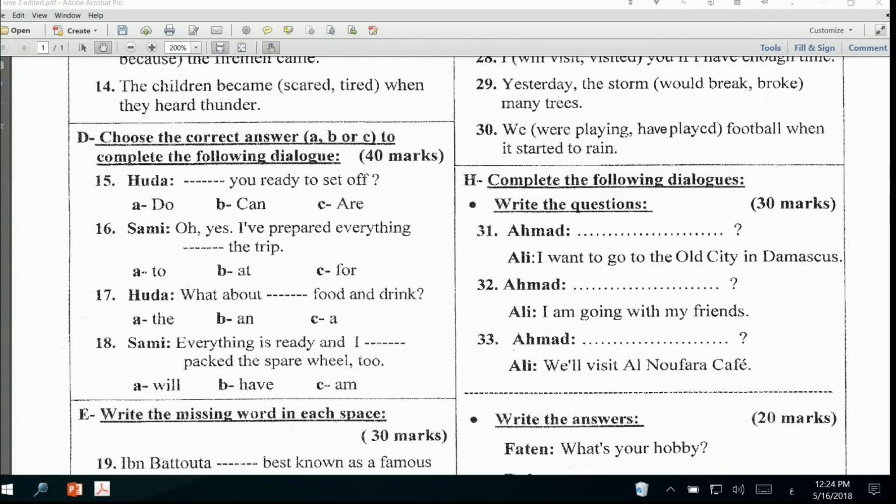Sami? Oh yes, I've read everything. Here we have a trip. The preposition here, at or for. The suitable one is for the trip. And for prepositions, we usually don't have a rule for how to use them. They are used by memorization.